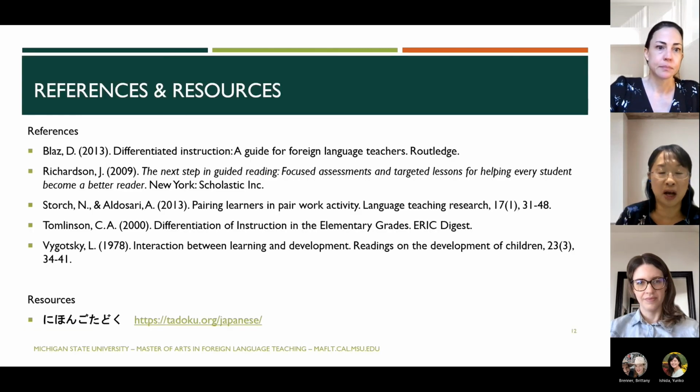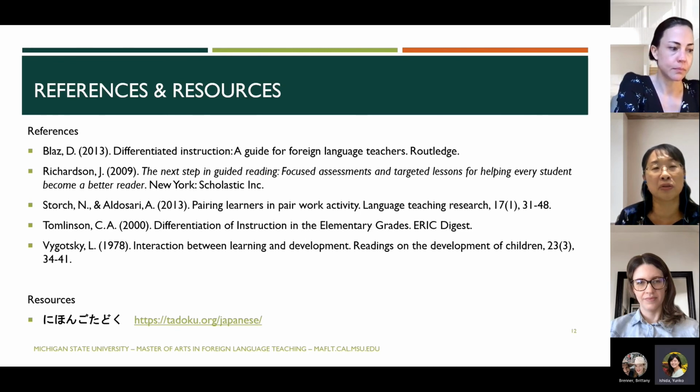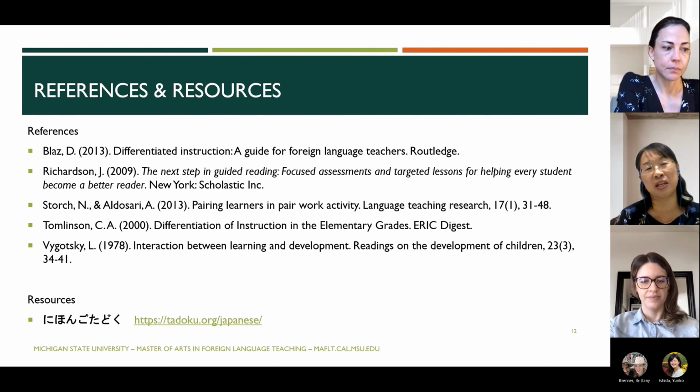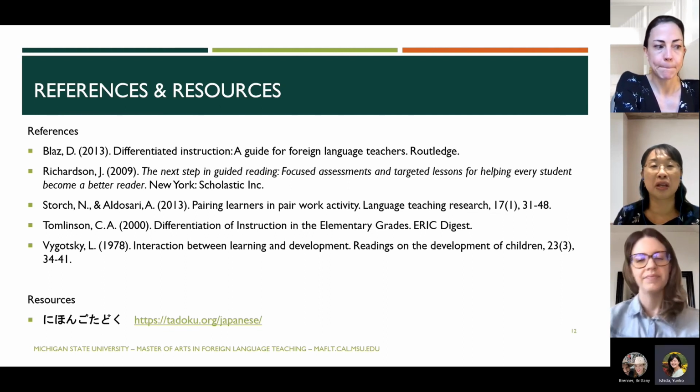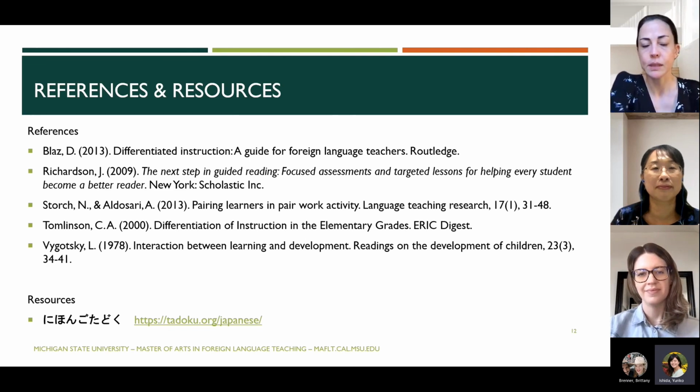Yes, I've seen this happening in my kids' classroom when I volunteered to help in the classroom, but I didn't really know what was happening. So Yuriko's presentation really helped me understand what's used for young learners in the classroom. So thank you. Thank you.